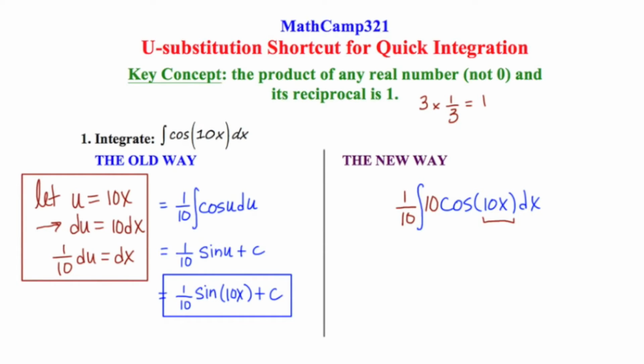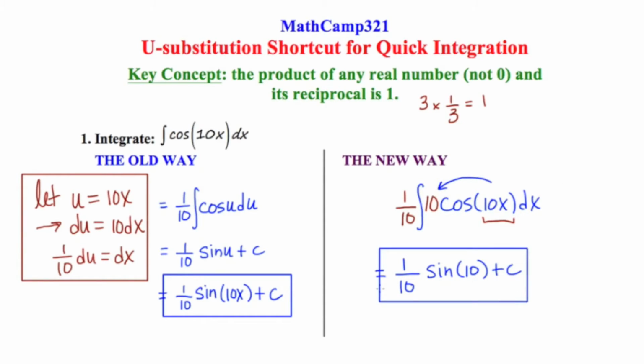So the integration at this point is going to be very, very simple. The 1/10 is going to come down. And now we have a situation where we're finding the antiderivative of cosine of something, and its derivative is present. So this is just going to be sine of that something plus c. And you'll notice if you look over to the left, we have the same answer that we had doing it the full u-substitution way. So the shortcut is just sort of doing the u-substitution in your head and then adding in any constant that is missing. Let's try another example.